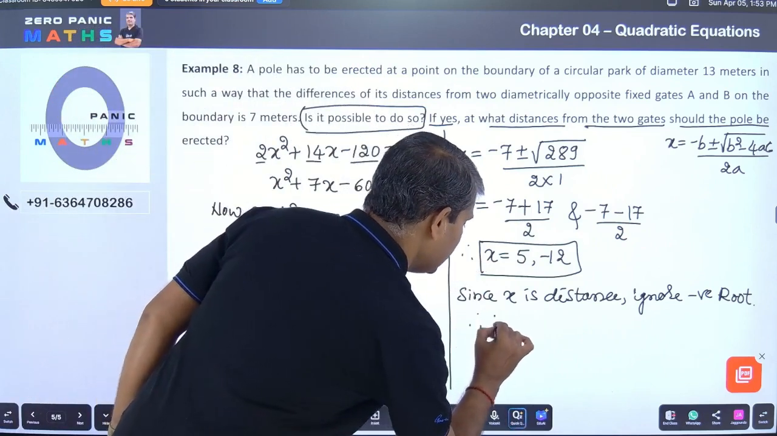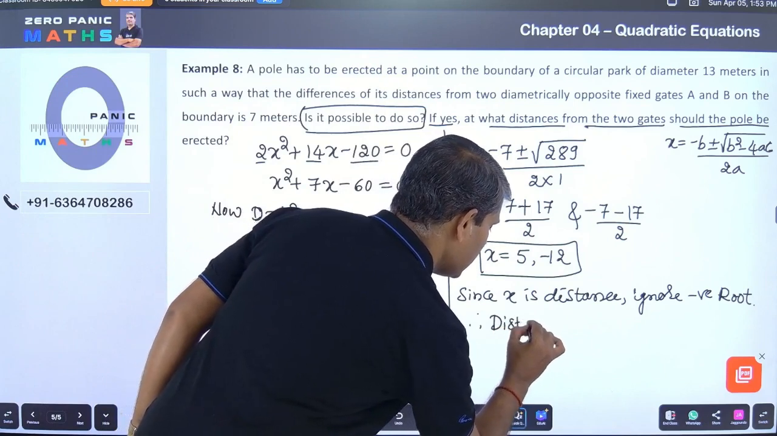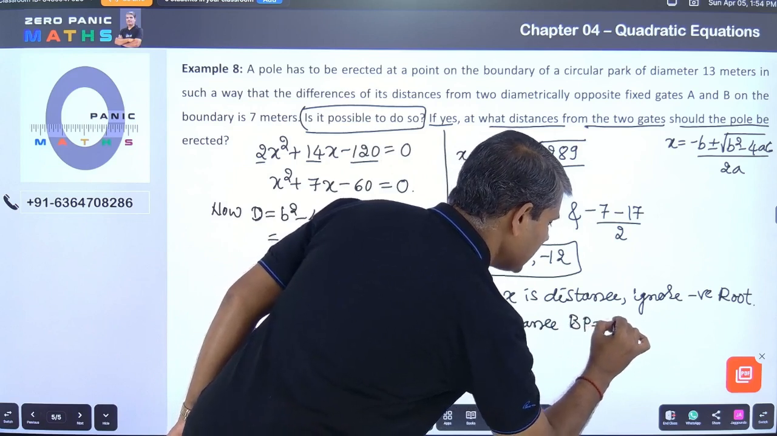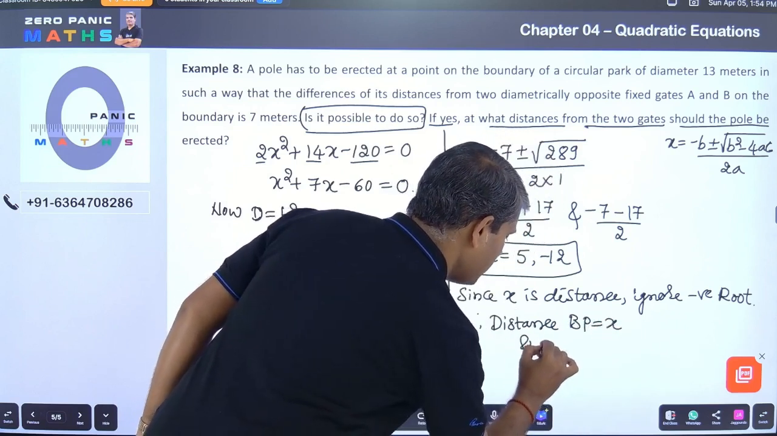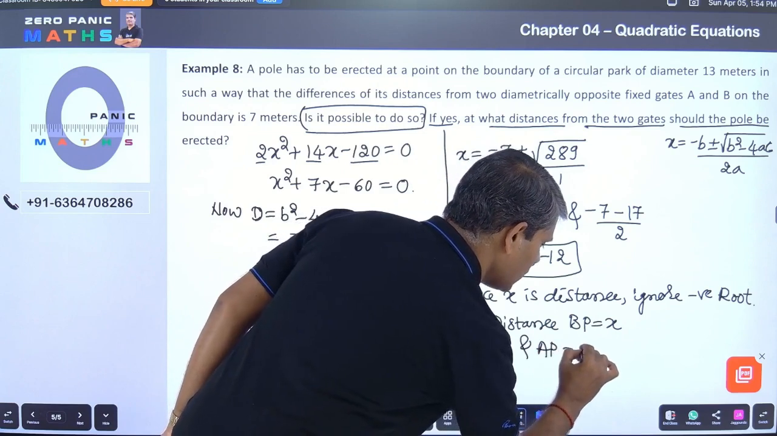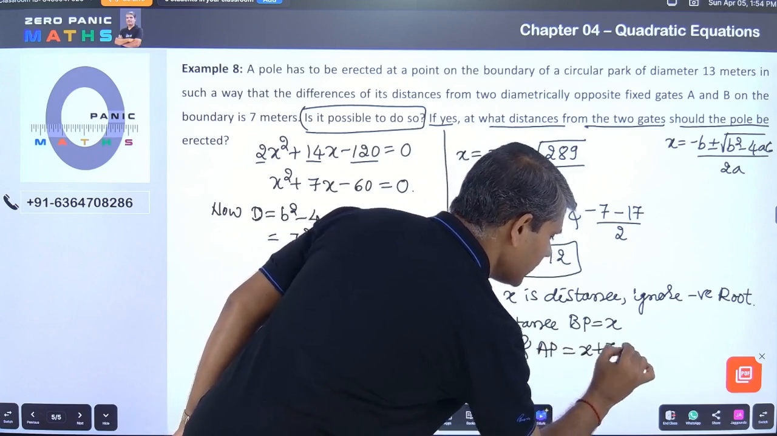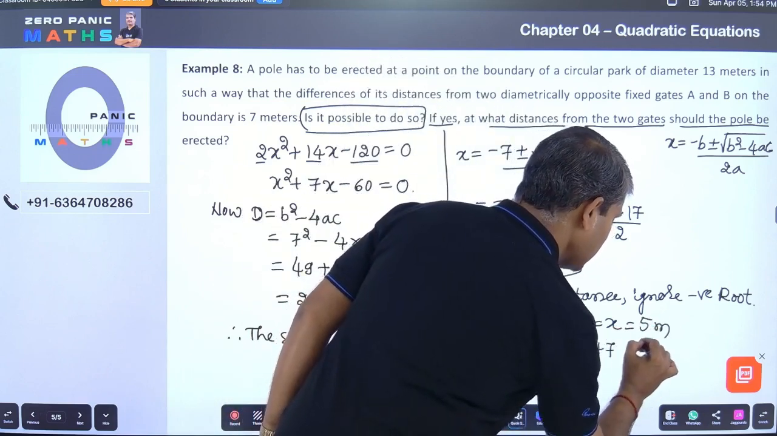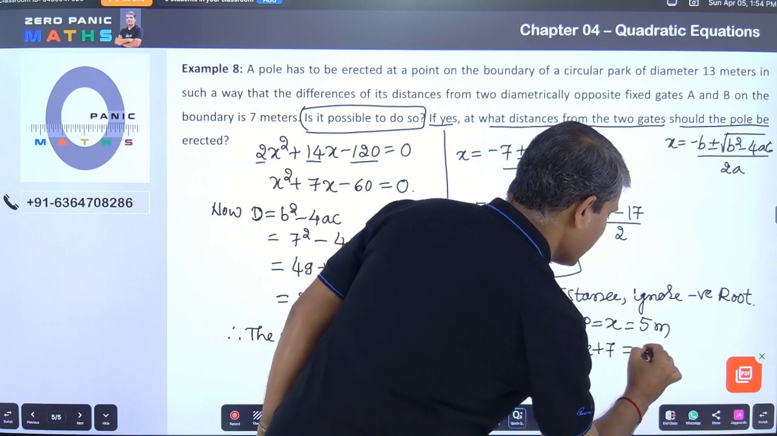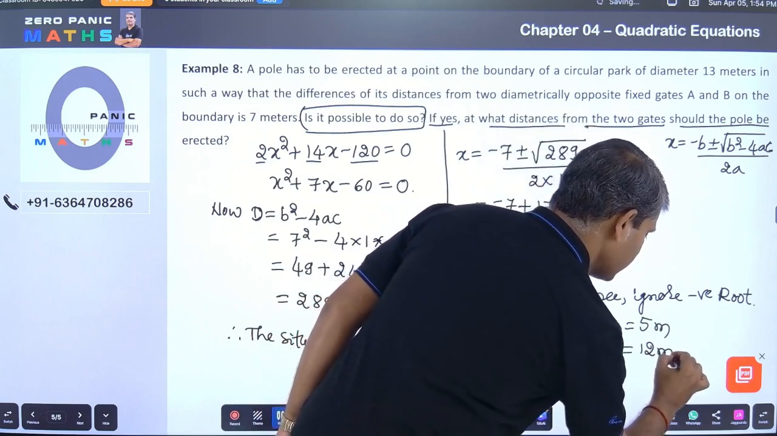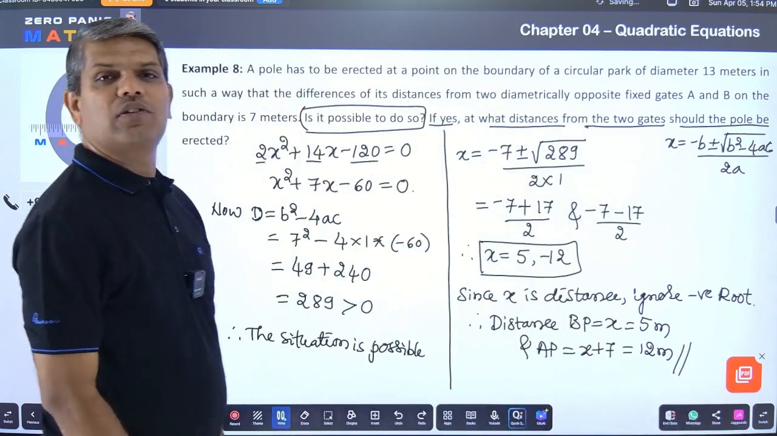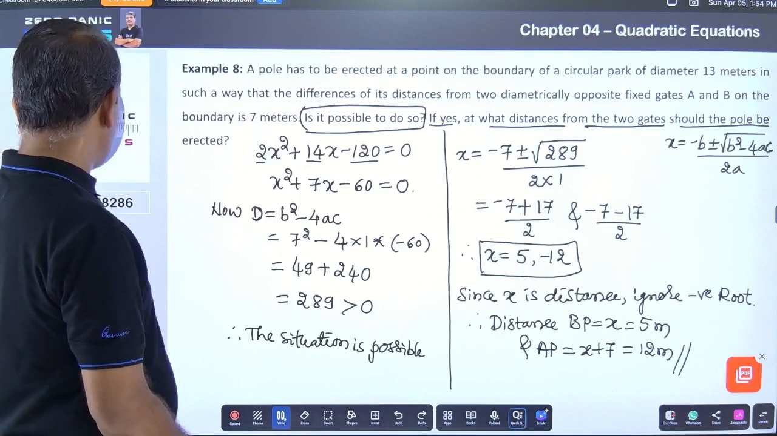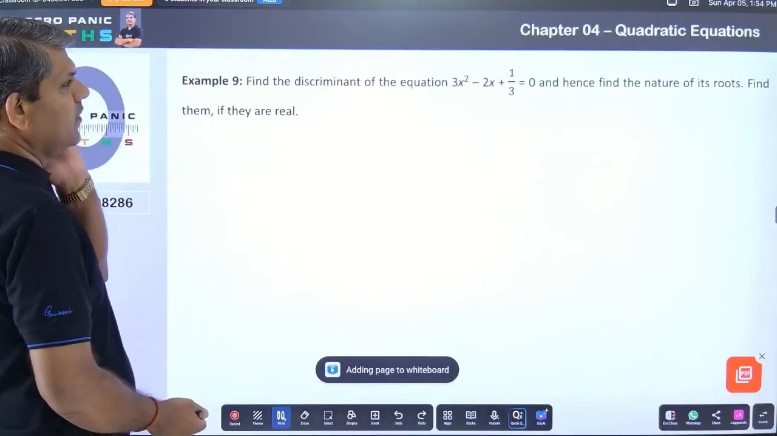Therefore, distance BP is equal to x, and AP is equal to x plus 7. The x we considered is 5 meters, and x plus 7 is 12 meters. This is the solution for that problem. Now let us move to the next problem.